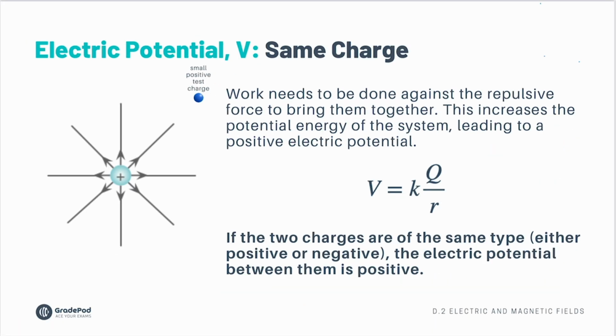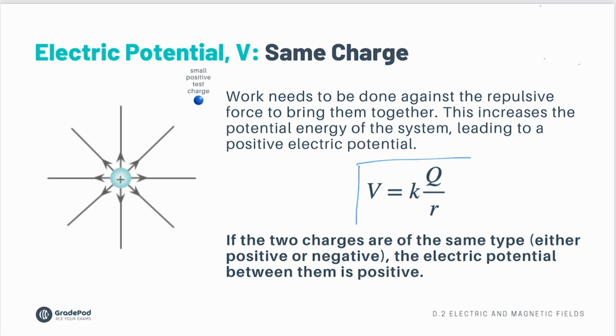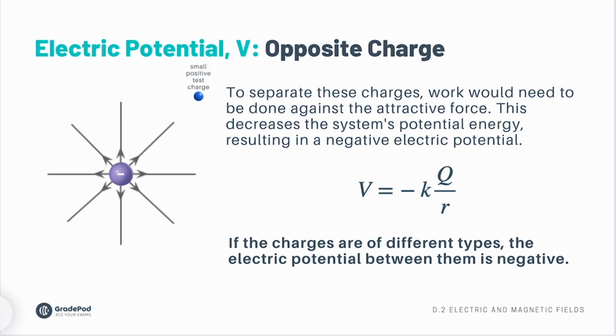Let's start with the repulsive field. We've got two charges that are the same. Work needs to be done against the repulsive force to bring them together, and this increases the potential energy of the system, leading to a positive electric potential. So when you have the same charges, you calculate the electric potential, and that will be a positive answer. When we're looking at opposite charges, we want to separate those charges, and work needs to be done against that attractive force to separate them. That decreases the system's potential energy and results in a negative electric potential.